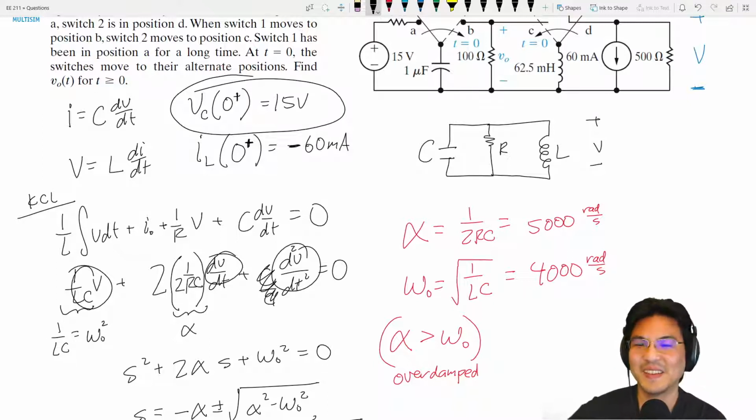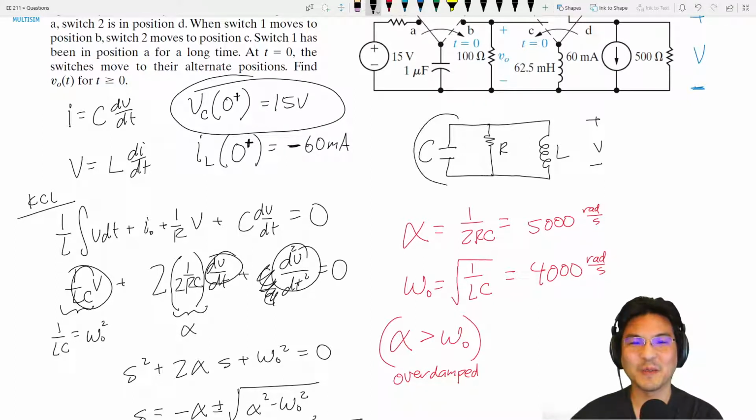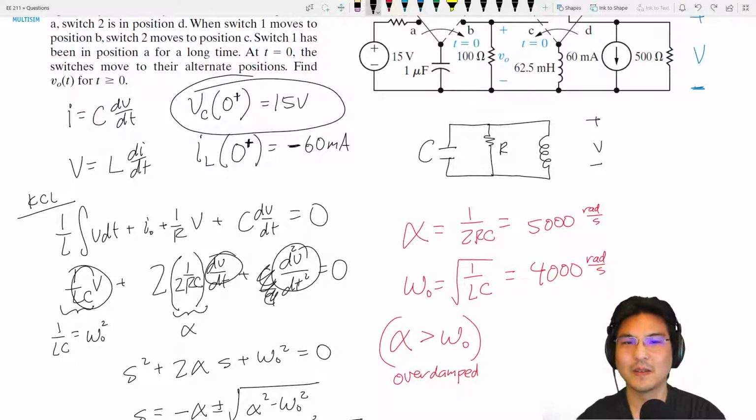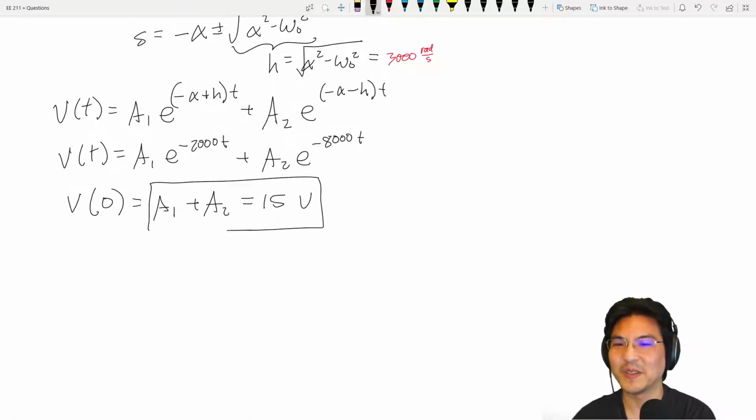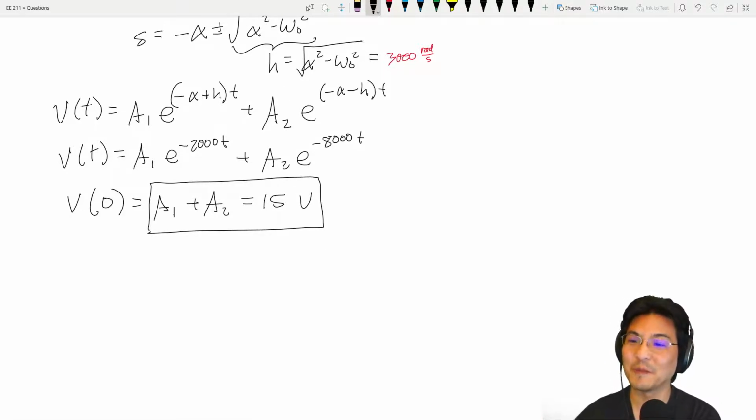Okay. The voltage across the capacitor is 15, but they're all in parallel, right? So across here is 15, across here is 15. Okay, so the voltage at t equal to 0 is 15. Okay, so we have one equation. We need one more equation.